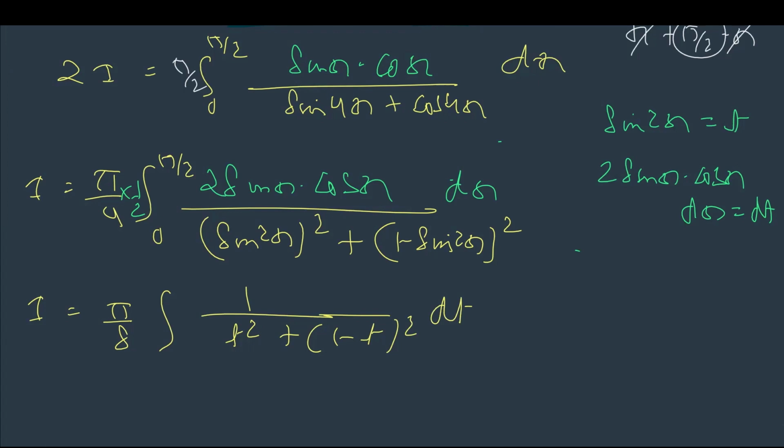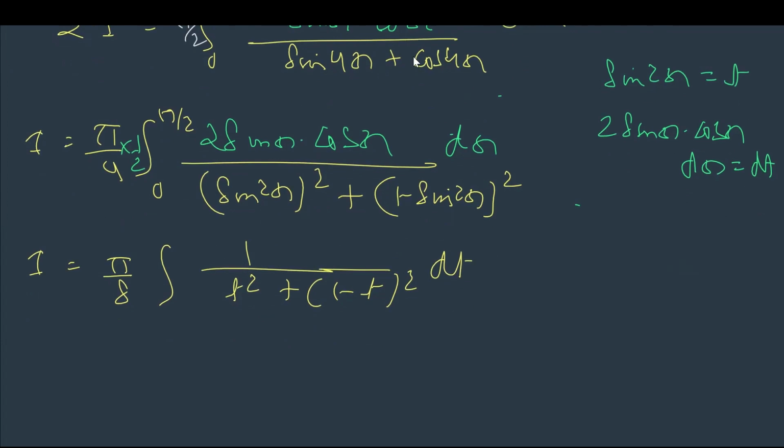Now for changing the limit, there's no use of this. I can erase it now. So when I take the limit as 0, so when x is equal to 0, sine 0 is what? Sine 0 is 0. And when x is equal to pi by 2, sine pi by 2 is 1 and 1 square is 1 only, right? So therefore, t is equal to 1. So the new limit will be 0 to 1.